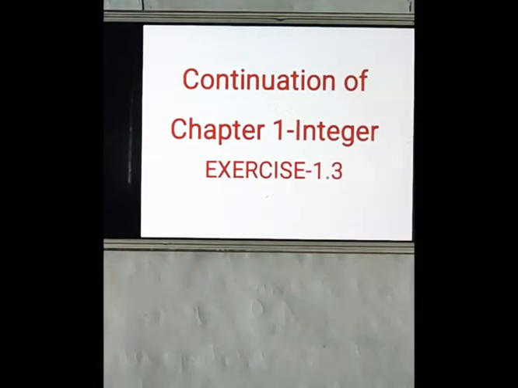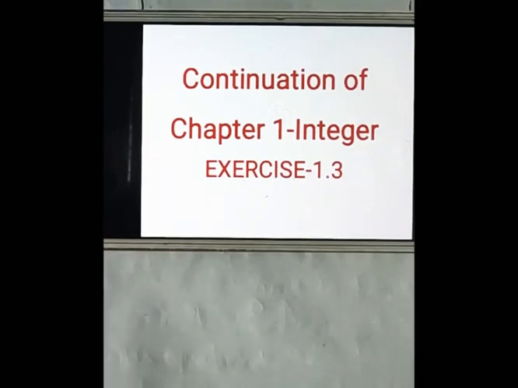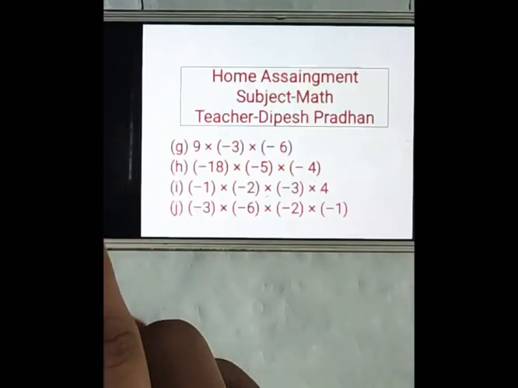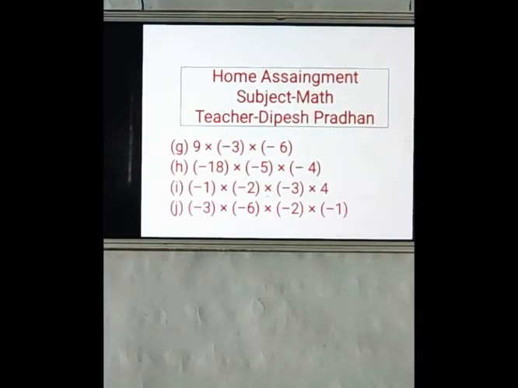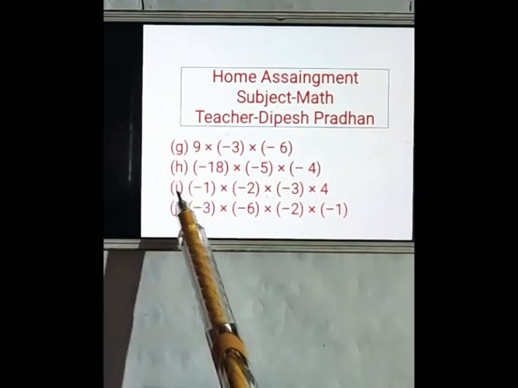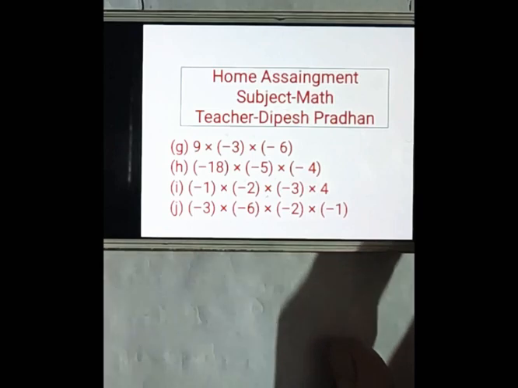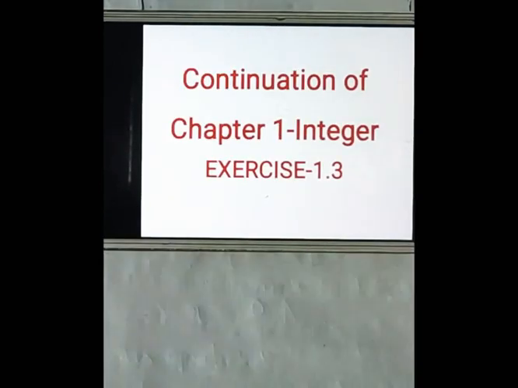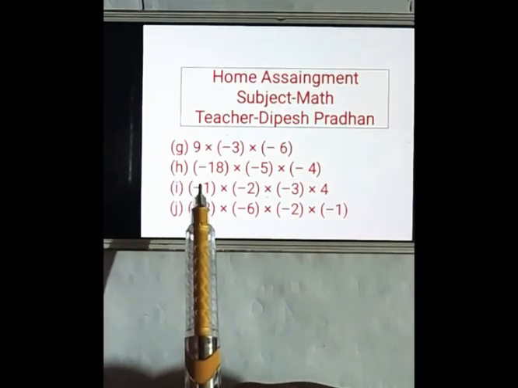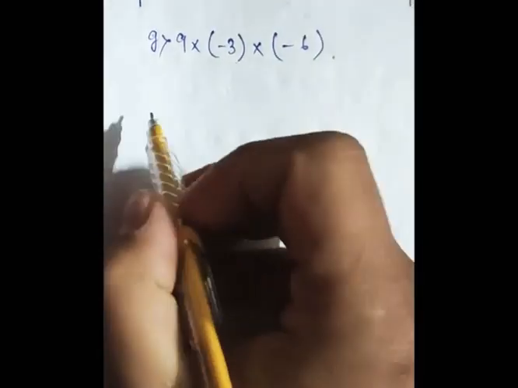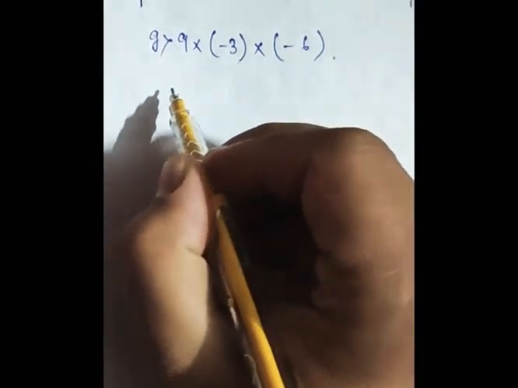In this video we will continue chapter 1, Integers, and we will continue with exercise 1.3. But before starting, I hope you remember I gave you a home assignment, exercise 1.3, questions G, H, I, J was the homework. So let us solve that first. Let us start with question G, the first question of the home assignment.